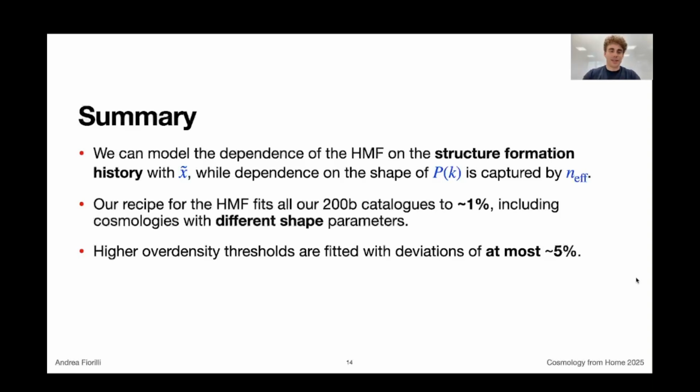And this leads me to my conclusions. So with evolution mapping, we were able to fit the halo mass function based on the different histories of structure formation that each cosmology follows. And this allows us to find a fit that fits the 200 background catalogs to a percent accuracy, and the highest overdensity thresholds to an accuracy of at most 5%, but actually much less in most cases.